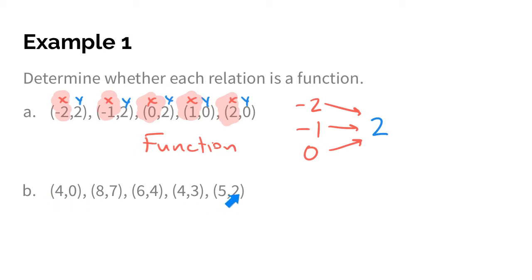Now, in the second example, again a set of points, what I want you to recognize here is that I have (4, 0) and (4, 3). Notice that I have the number 4, which is paired with both 0 and 3. Because I have an input that is paired with multiple outputs, this is not a function.